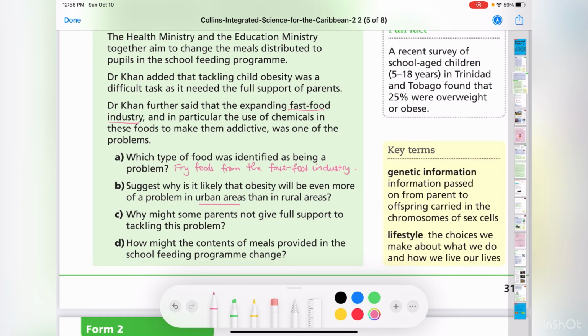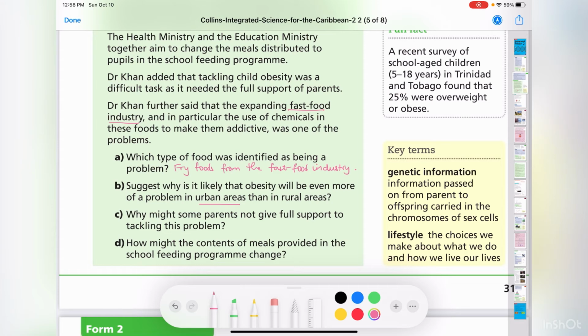Also, the lifestyle in urban areas is very much different as opposed to rural areas. In urban areas, you'll find kids playing a lot of video games. Rural areas, you more might find them playing outside, helping out their parents, things like that.